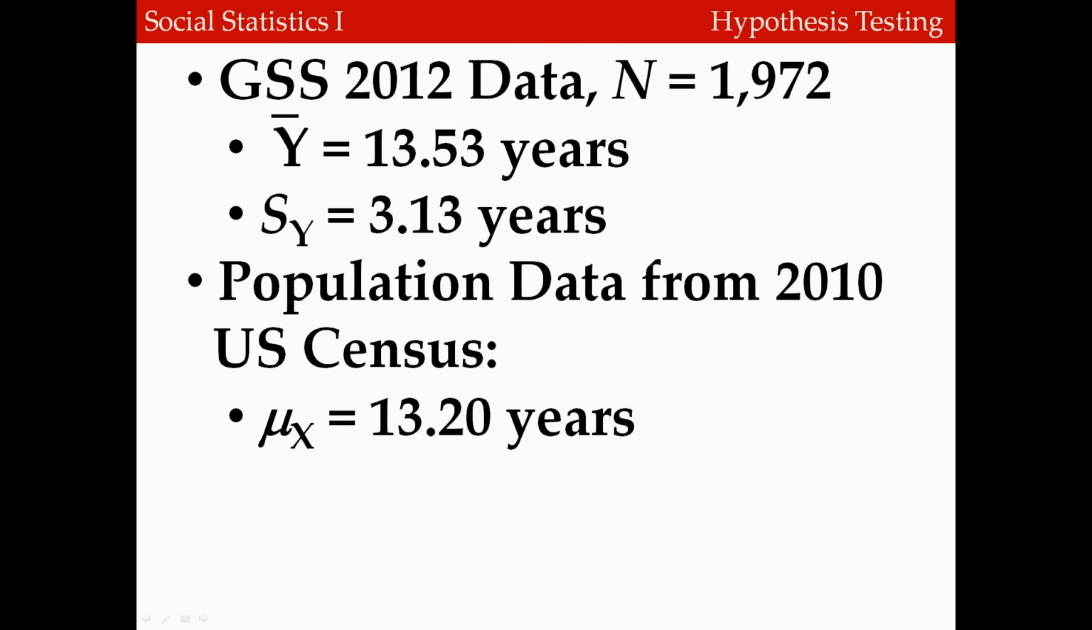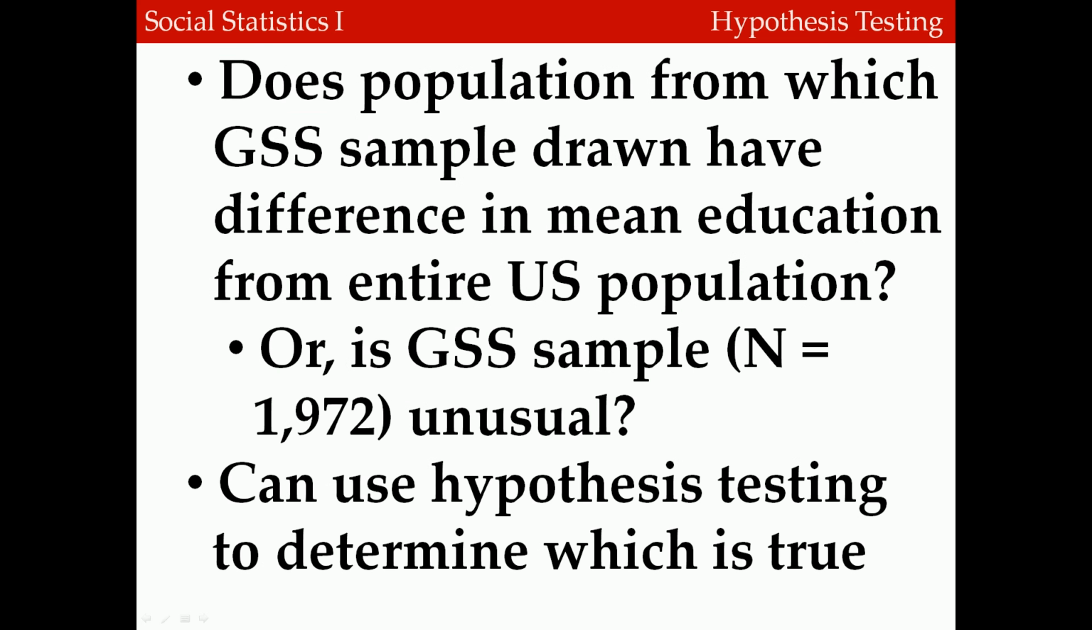Suppose we had the following scenario. Suppose again we took data from the 2012 General Social Survey, a sample of 1,972 cases. Suppose that our sample mean again was 13.53 years of education, but this time we had a sample standard deviation of 3.13 years. Suppose that from the census data, we only got the information on the average education, but not the population standard deviation. So this time all we know is mu sub x is 13.20 years.